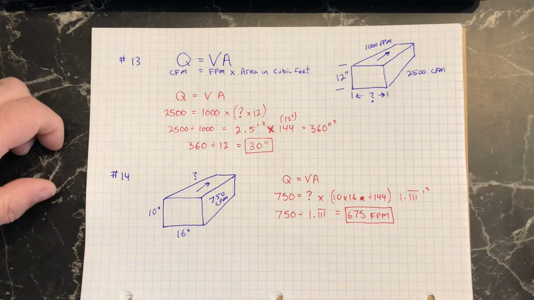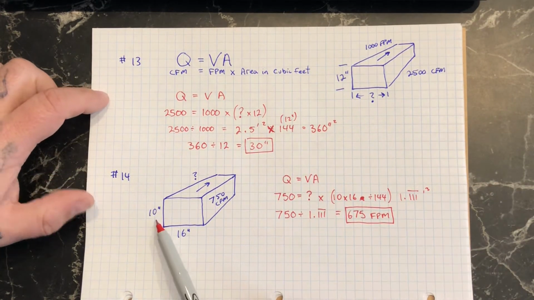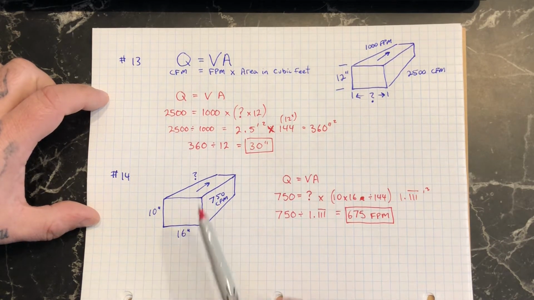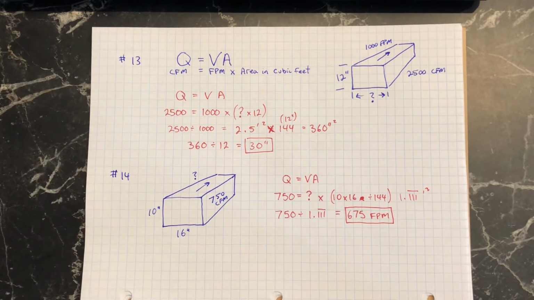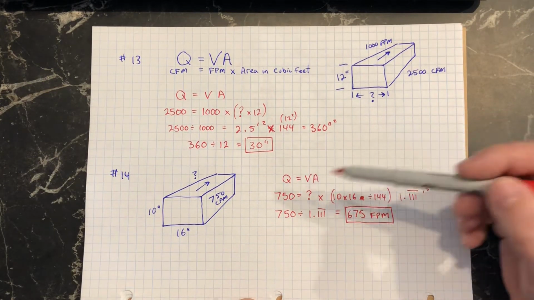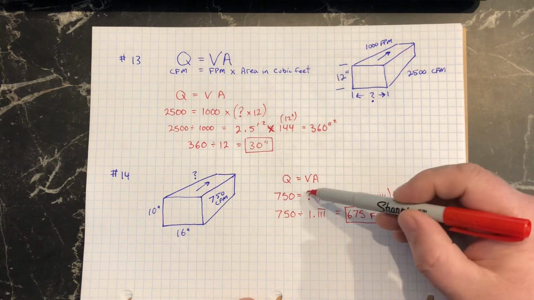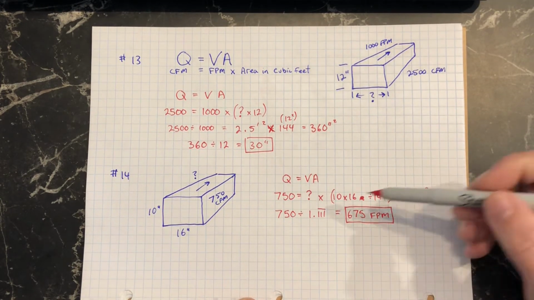14 is a similar question again. We have a 10 by 16 duct, 750 CFM, and we're looking for a velocity. So again, Q equals VA. Our Q, or quantity, is 750 CFM. Velocity is the question mark this time.